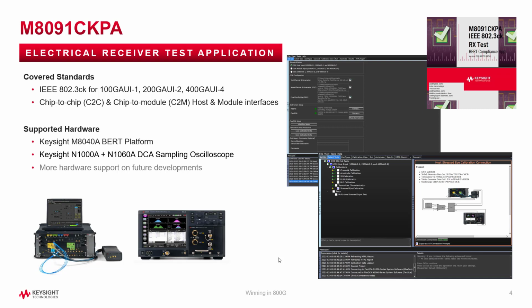For the supported hardware, it consists of Keysight M8040 bit error rate tester and Keysight N1000 plus N1060 DCA sampling oscilloscope. Nevertheless, there will be more new hardware supports lined up in future developments.